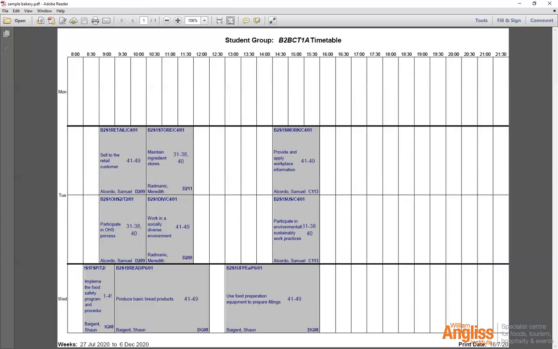Generally theory classes are of 2 hours or less. So if you see on your timetable that you have a class that is 2 hours or less, I would suggest you go to Moodle and log in and go to your class online on Zoom.